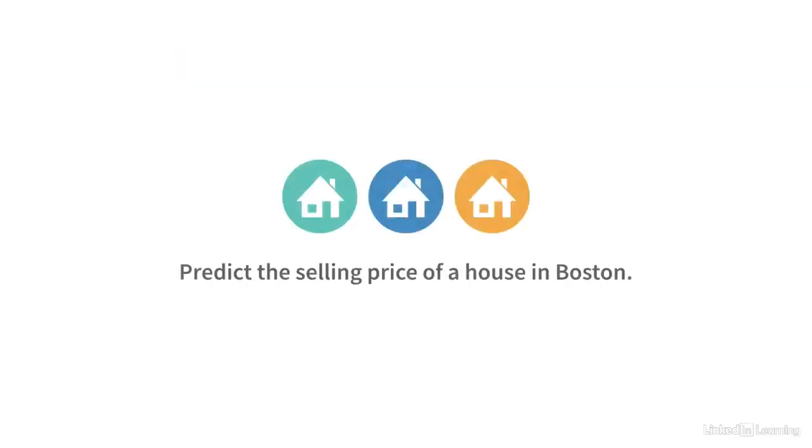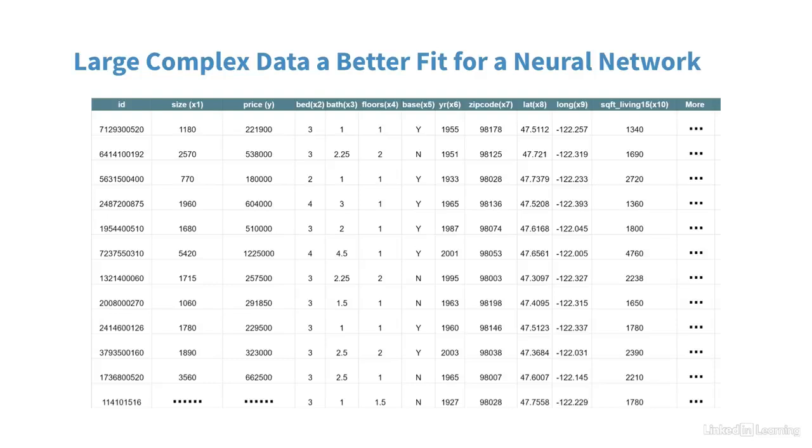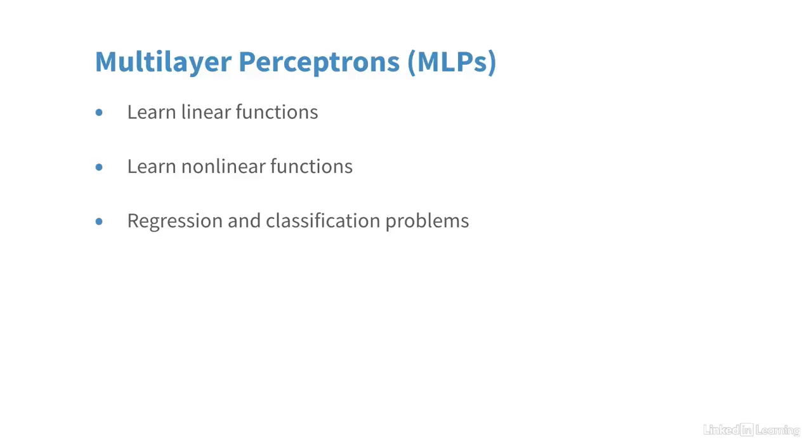What if you had to build an ML application to predict the selling price of a house in Boston, Massachusetts, a city in the United States? The Boston housing dataset is large and complex and contains a large number of features. As a matter of fact, it contains several non-linear relationships. What distinguishes single-layer perceptrons from multiple-layer perceptrons is that MLPs can learn both linear and nonlinear functions and can be used for both regression and classification problems.